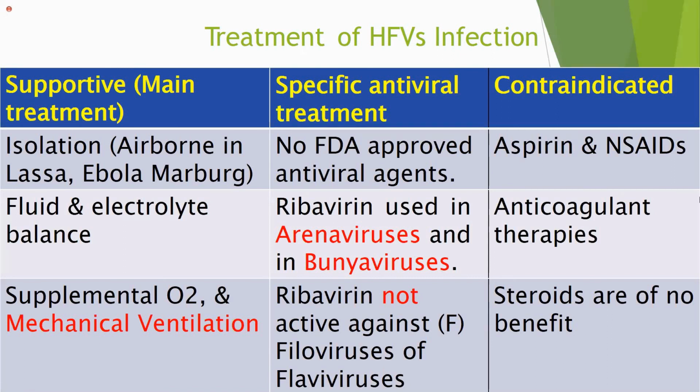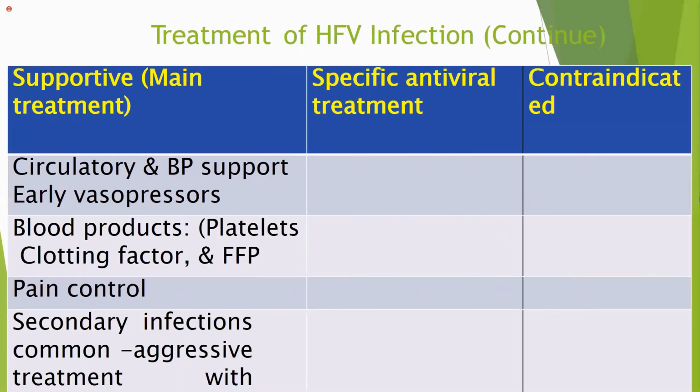Aspirin and NSAIDs are contraindicated in these patients. Anticoagulant therapies are also contraindicated. There is no benefit of steroids. The supportive treatment is the mainstay of treatment. The circulatory and BP support is mandatory. Early vasopressors and IV fluids should be given. Sometimes the patient may need blood products, especially platelets, clotting factors and FFPs.